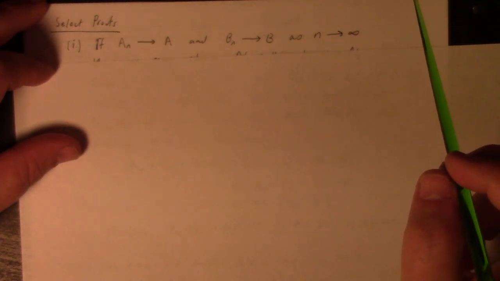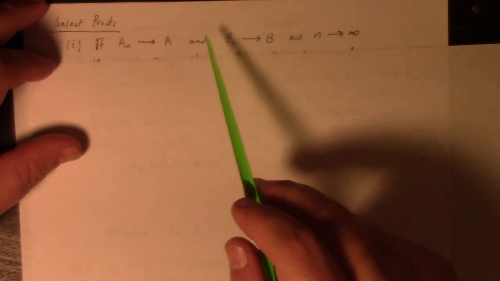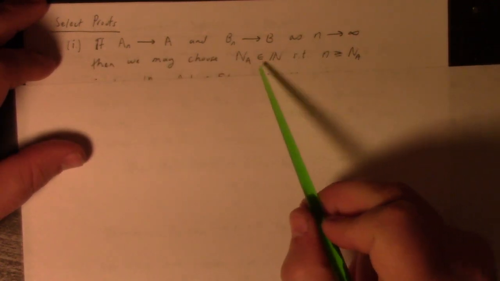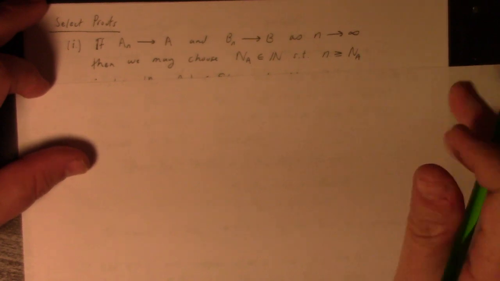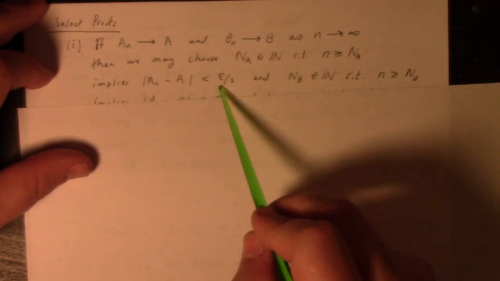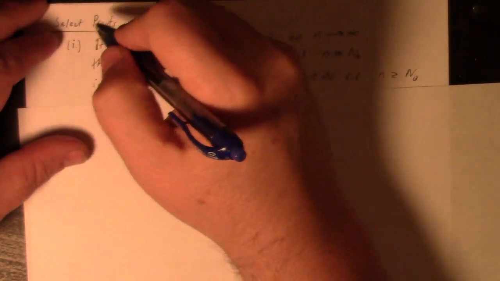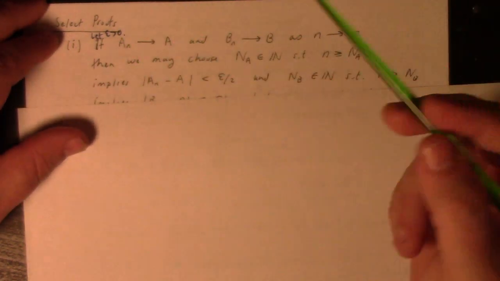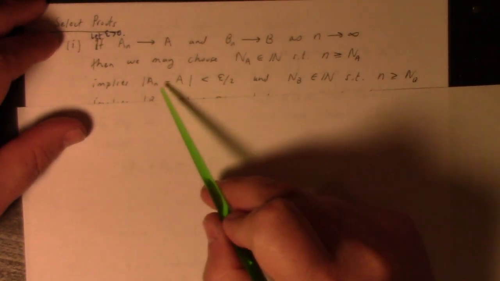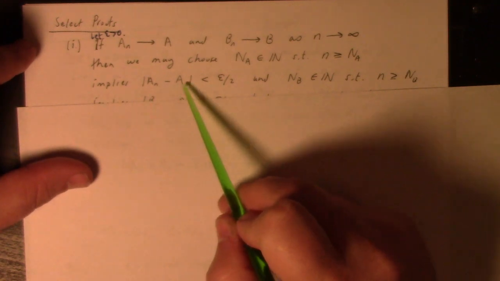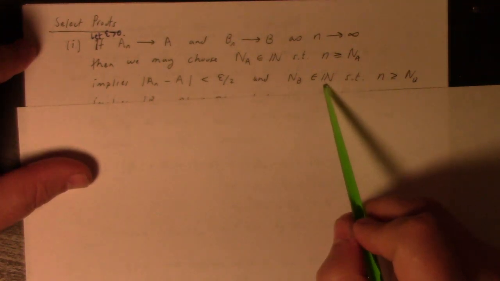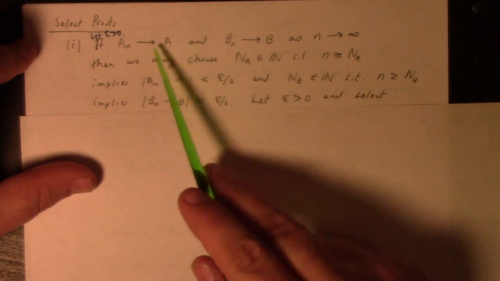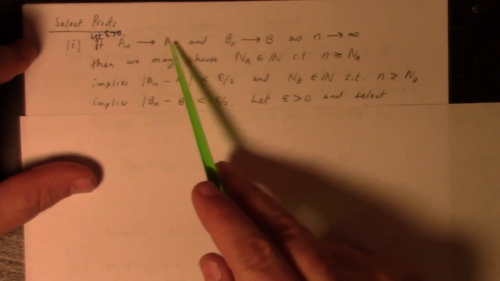Now, here are some select proofs. One of the things I'll prove is 1. Suppose a sub n goes to a, and suppose b sub n goes to b, as n goes to infinity. To be fussy, I should really start by saying let epsilon be greater than 0. For that epsilon, I can choose N_a such that whenever n is larger than N_a, the distance between a sub n and a is less than epsilon over 2. By the same token, I can pick N_b such that whenever n is larger than N_b, I'm within epsilon over 2 units of b. I can do that because I'm assuming that a sub n and b sub n converge to a and b respectively.